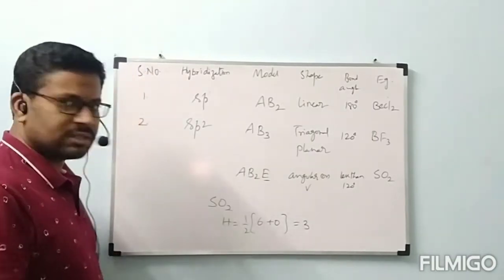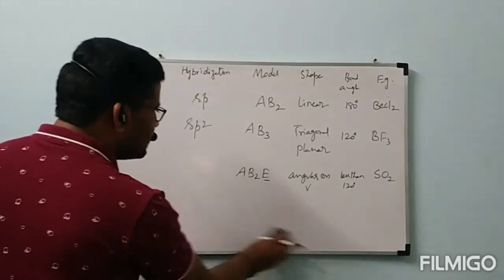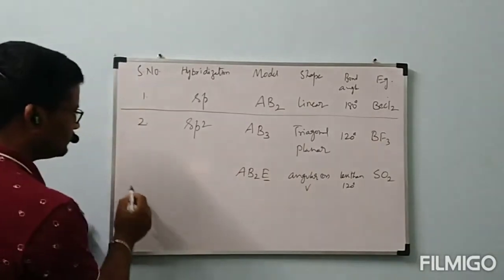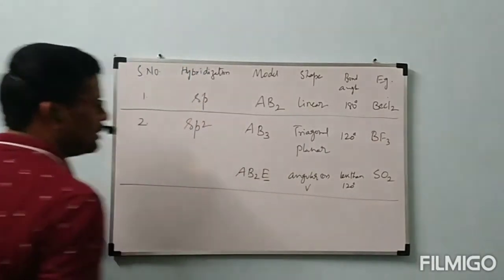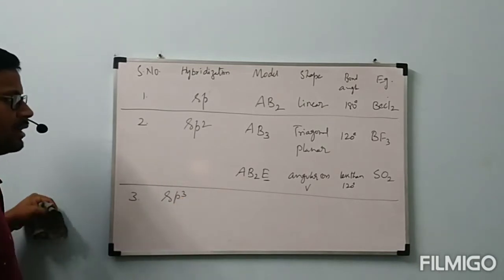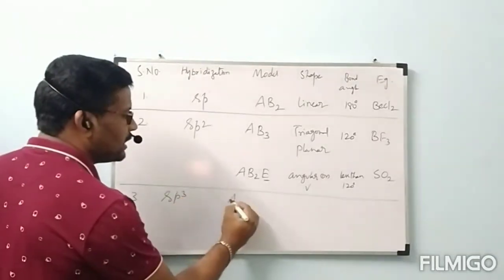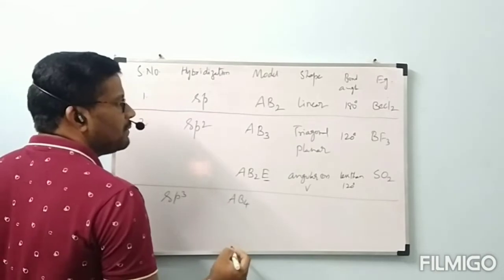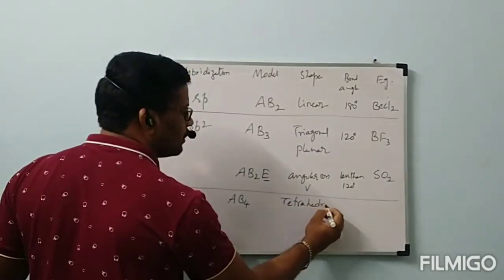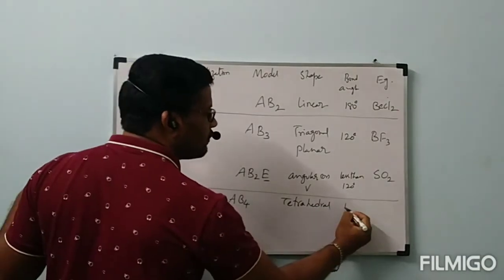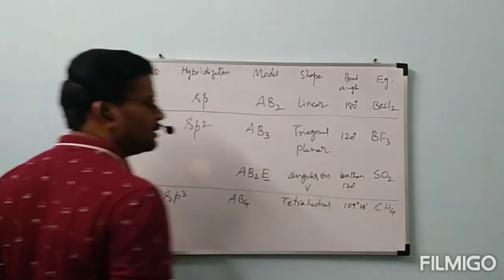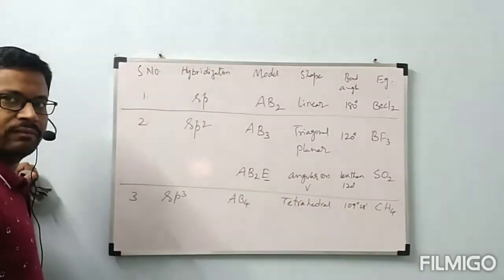Now, shall I go to the next one? This comes under sp2 hybridization, which is done. Next, the third one: sp3. The sp3 hybridization model AB4 is tetrahedral, bond angle 109 degrees 28 minutes. Example CH4.